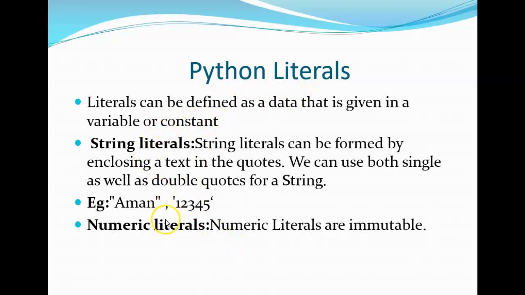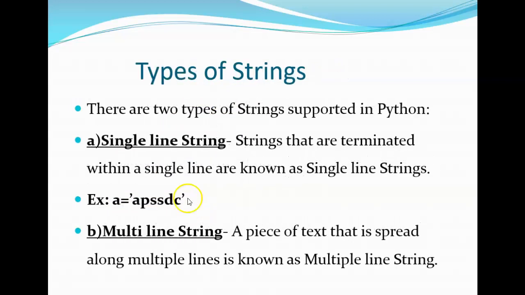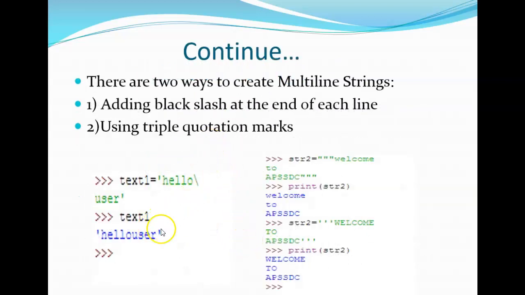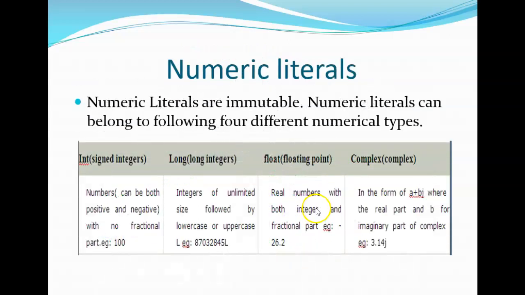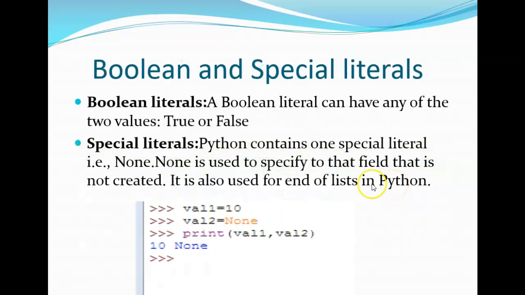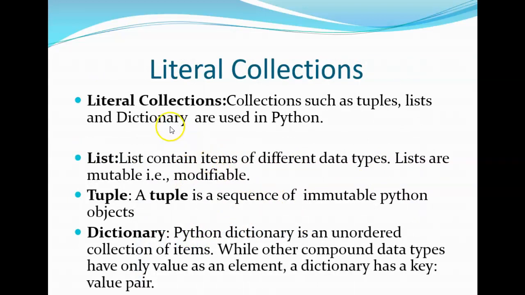Python literals. Of course, string literals and numeric literals. Literals are nothing but constants. Same way, there are types of strings like single line string and multi-line string. You can see that this is the way of creating a multi-line string, using triple apostrophes. Numeric literals are int, long, float, complex, boolean, and special literals.